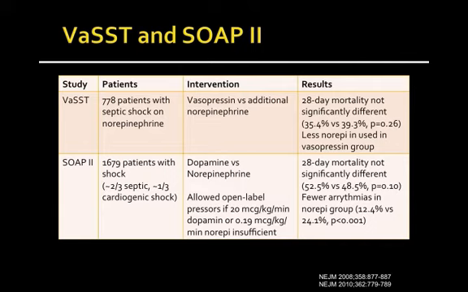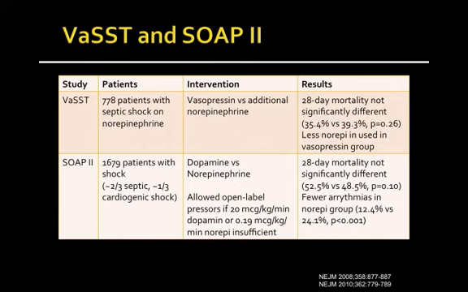It was almost 2,000 patients of all types of shock. About 2/3 had septic shock and 1/3 had cardiogenic. They said, if you need a pressor, we're going to randomize you to dopamine versus norepinephrine. This trial found no difference in 28-day mortality, which was their primary endpoint, but they found fewer arrhythmias in the norepinephrine group compared to dopamine. So purely from a safety standpoint, they made the recommendation that norepinephrine is better than dopamine.